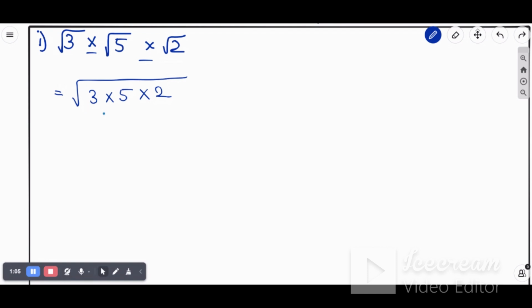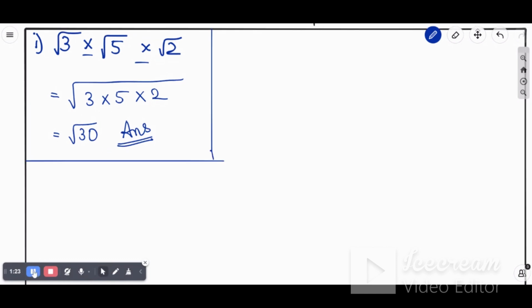If it is not so, you can't multiply. You have to convert into the same type of surds and then only multiply. Okay, so now this will be square root of 30. You can leave it as such and this will be your answer. You cannot reduce it further. So let us move on to the next question.